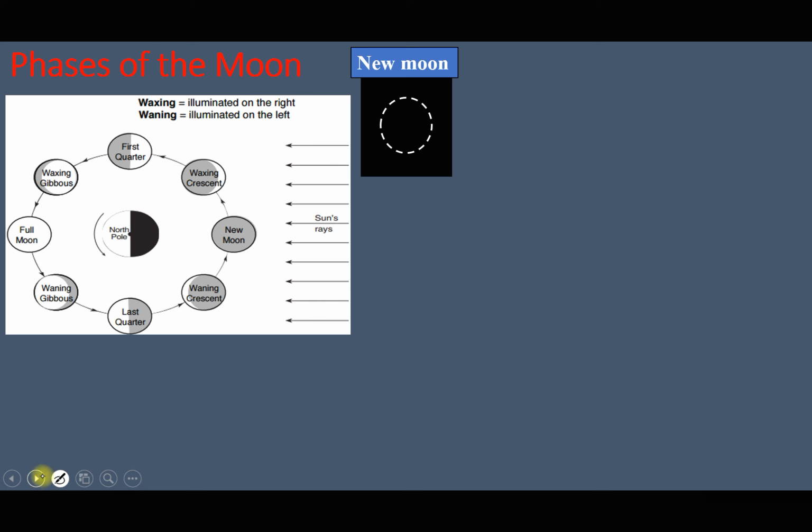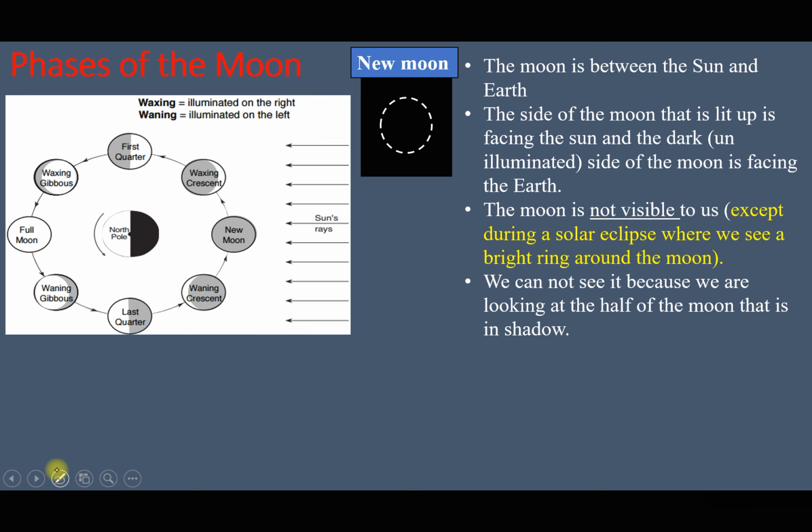So for the new moon, the moon is between the sun and the earth. The side of the moon that is lit up, or illuminated, is facing the sun, and the darker side of the moon is facing the earth. So for you, an observer on the earth, you will not see the moon unless there's an eclipse, which is called a solar eclipse. So the moon is not visible to us except during a solar eclipse where we see a bright ring around the moon. So it is called a solar eclipse, not a lunar eclipse.